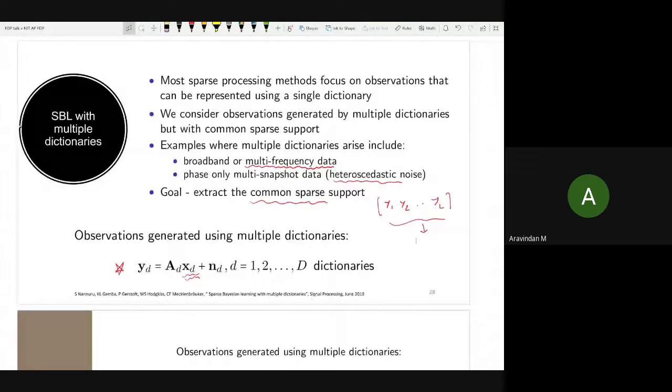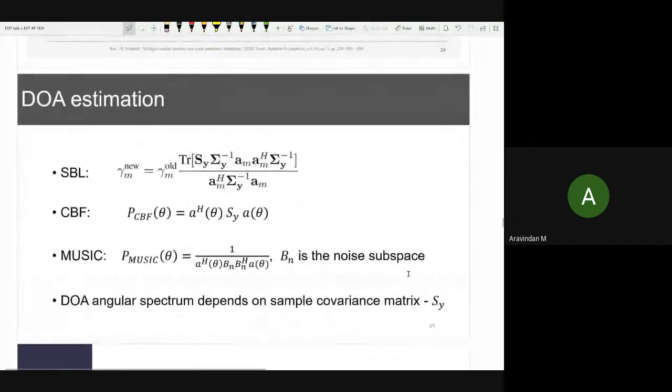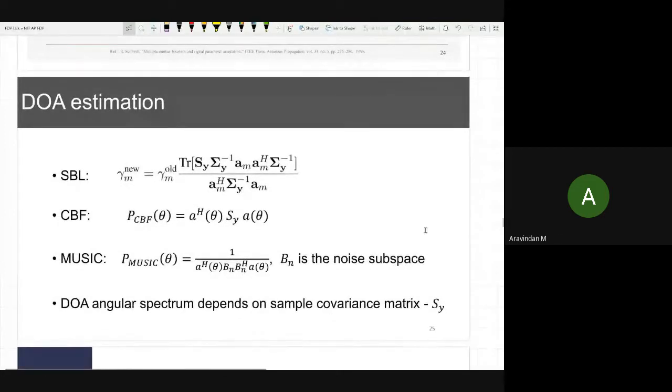Go ahead. Actually, when we use sparse Bayesian learning, what are the challenges in estimating that? Whether it will be a complexity problem or what will be the challenge? So compared to CBF and MUSIC, it is still much more. It takes a lot of computations to solve. So that is one challenge.